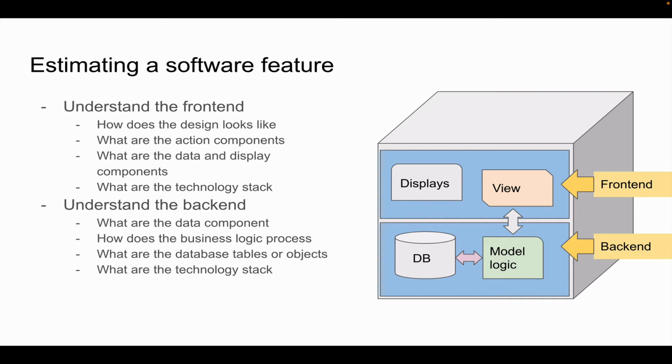So if you split it up in these two areas, and then estimate each of them and add that estimate together, then you may reach a closer, more realistic estimate than if you just look at only the front end.